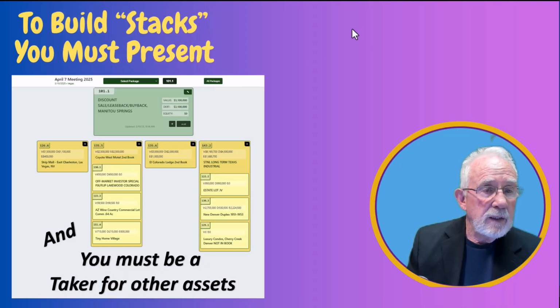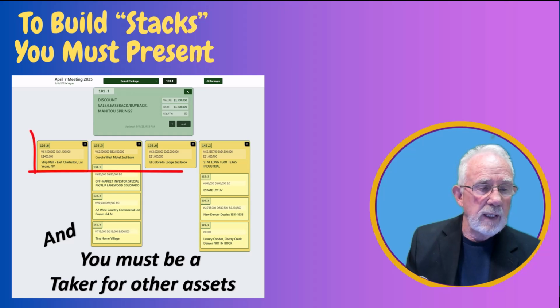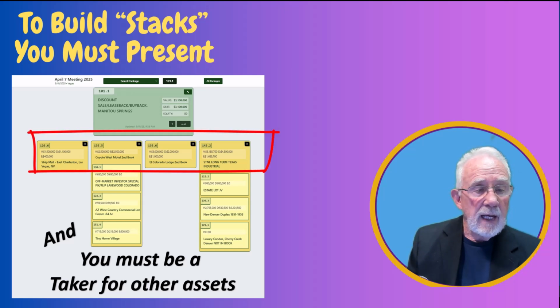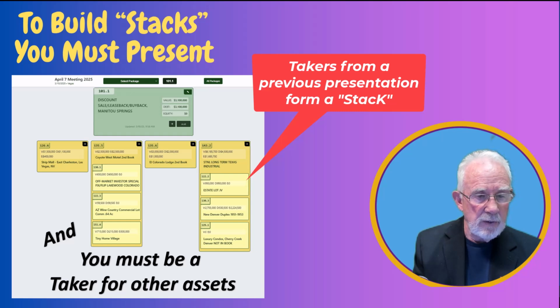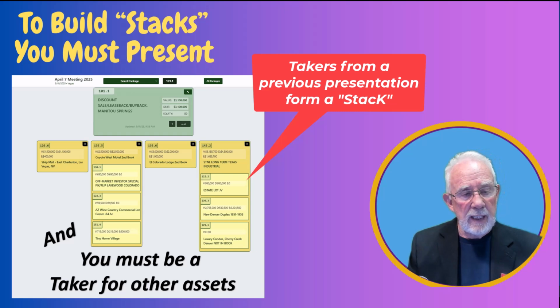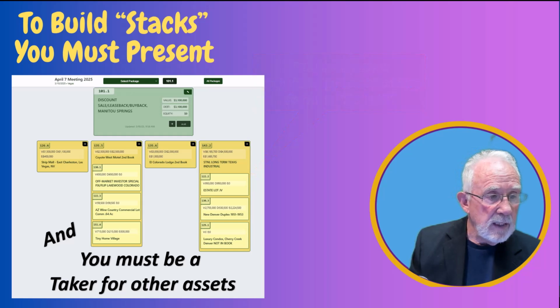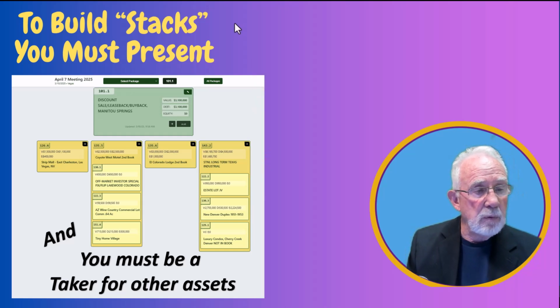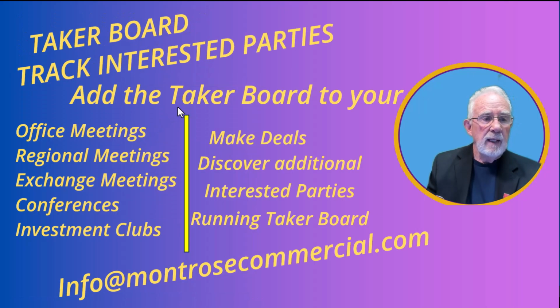To build stacks, you must present, and if you present, then you will get taker numbers. In this case, this person has 4 direct takers, which is a one-on-one deal. And when you see the stacks there, you'll see that 2 of those people have previously presented, and all of their takers are now added to your system. And so now you can see how bringing in these other properties means that your client can have anything on the screen. So when the people that don't have the stack present, then all their takers will then be brought into your card. So it tracks interested parties.